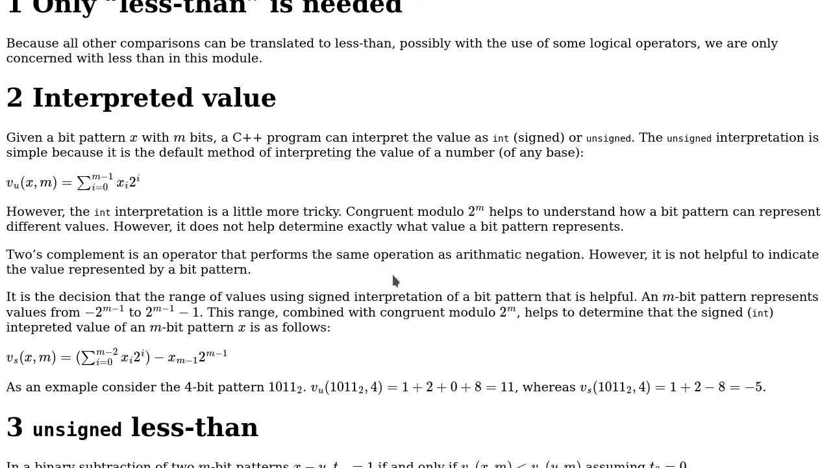X is a bit pattern, and the bit pattern needs to have at least m bits, but it can have more. So we are basically saying x is a bit pattern, and m is telling us how many bits we are interpreting out of the bits available in x. Are we doing okay so far? I can give you an example later on.